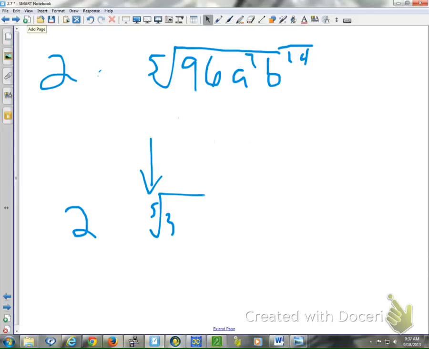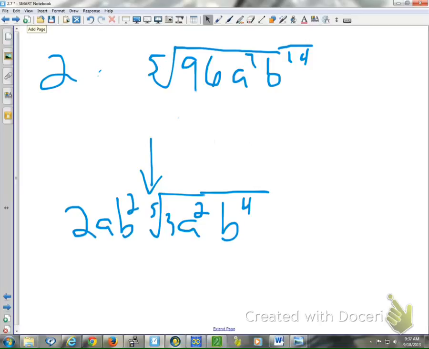That was actually a good idea, Cody. Now, a squared, b to the 4th. Where does a squared go? Right up to 3. What comes out? Now what about the b? B is a 4. And what comes out? B squared.